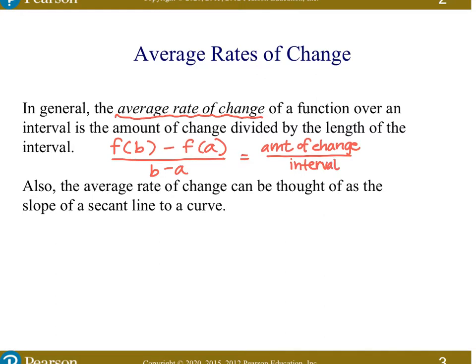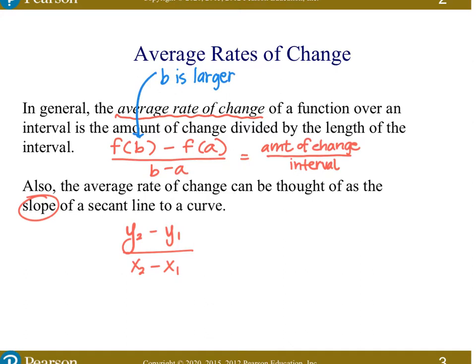This is also similar to slope. It can be thought of as the slope of a secant line, so y2 minus y1 over x2 minus x1. These two have similarities. They help us determine the same thing. f of b is always the larger number compared to a. That's important: b is larger on the interval.